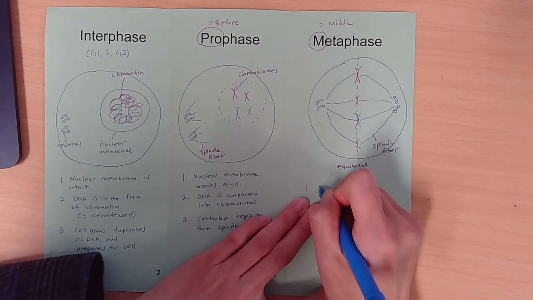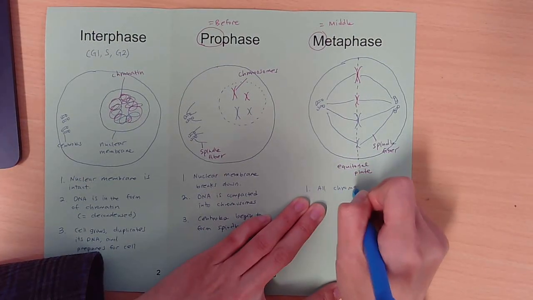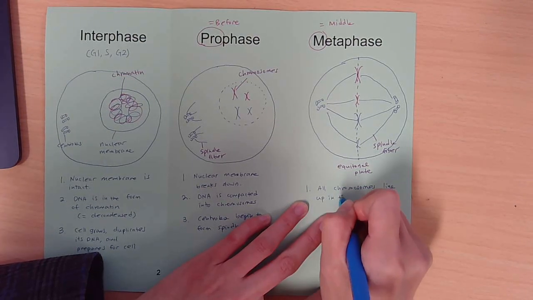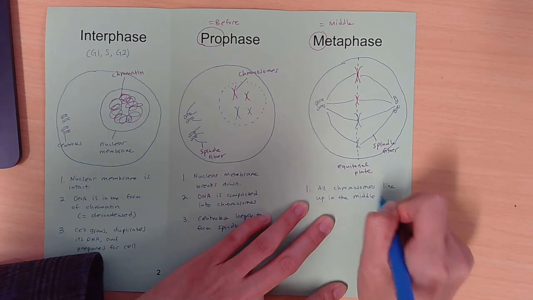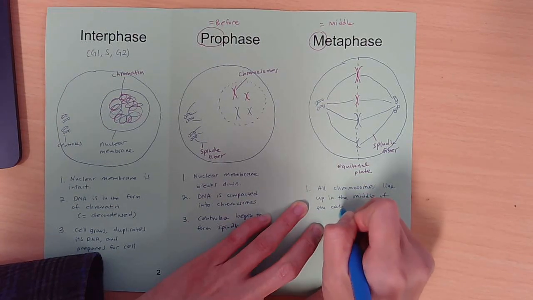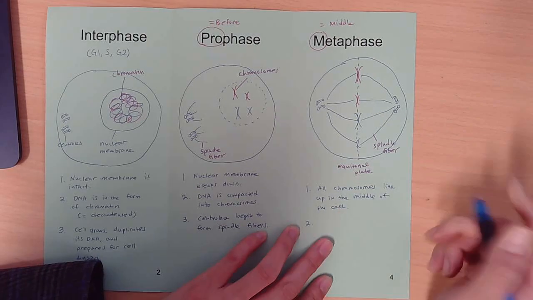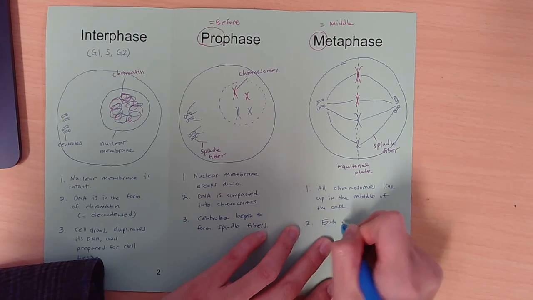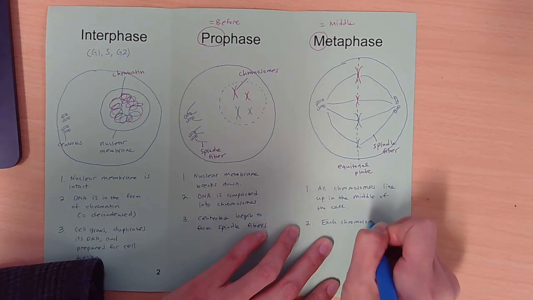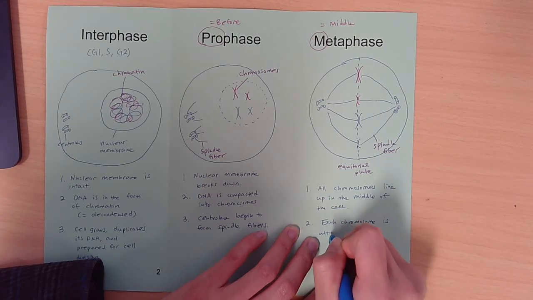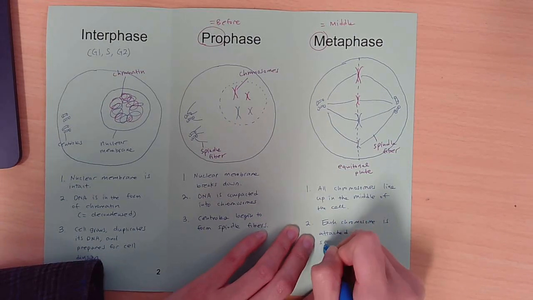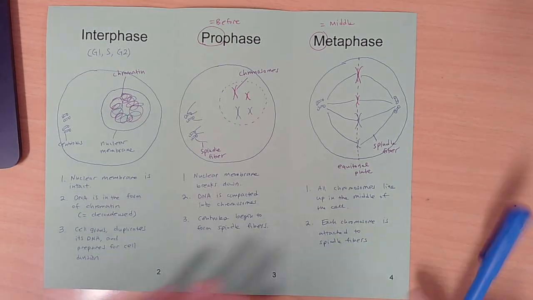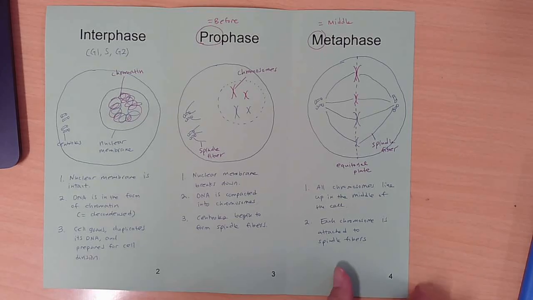Okay, now we're ready to summarize all the key events. Number one, all chromosomes line up in the middle of the cell, the equatorial plate. And each chromosome is attached to mitotic spindles, or spindle fibers. Okay, so that sums up what happens during the metaphase.